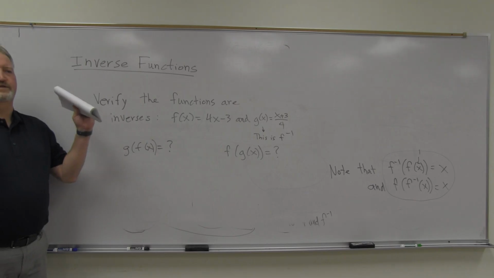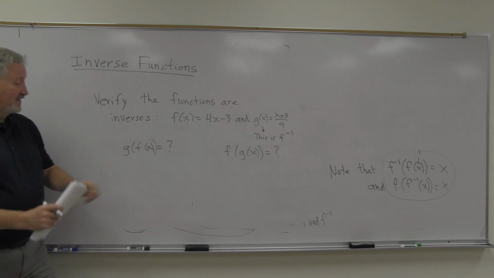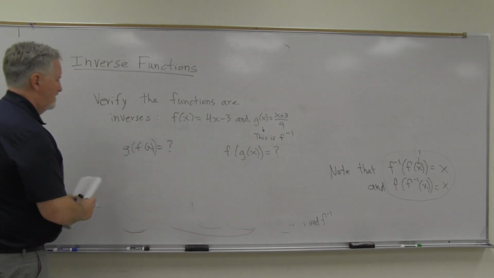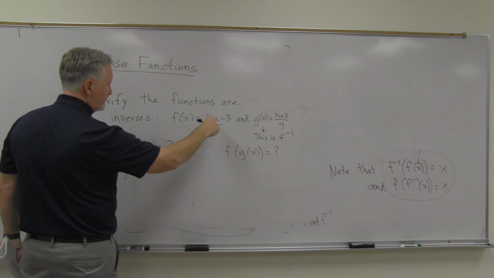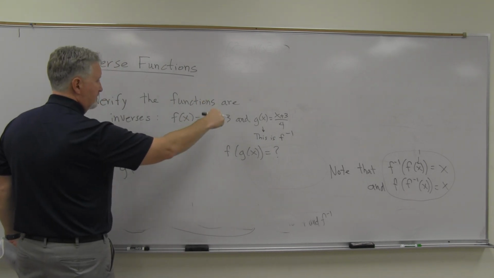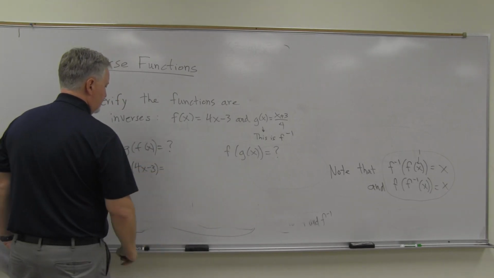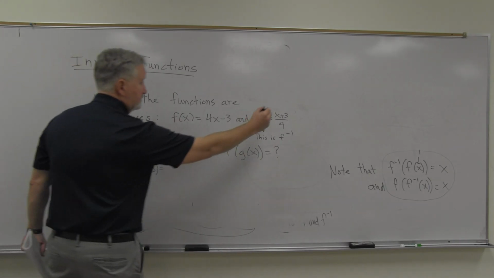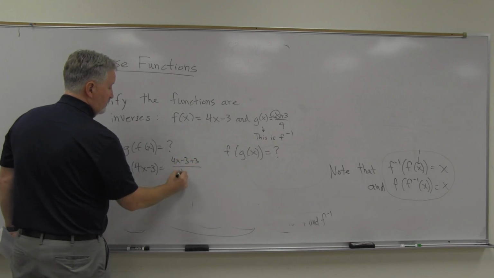In this problem, they want you to do the composition both ways. Now, if they are inverses, what should we get as the answer? Should get x. So they just want you to verify that. All right, so what's g of f of x? So this is just like we were doing a second ago. All right, g of f of x, so do the f first, so g of 4x minus 3. So plug that in to the g function right here for x. So that's 4x minus 3 plus 3 divided by 4, right?